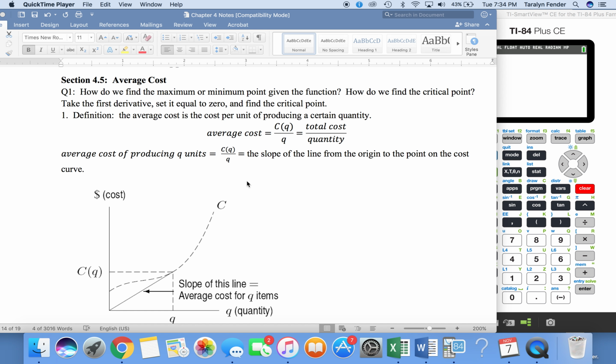Average cost. How do we find the maximum or minimum point given the function? How do we find the critical point? To find the critical point, we take the first derivative and set it equal to 0.